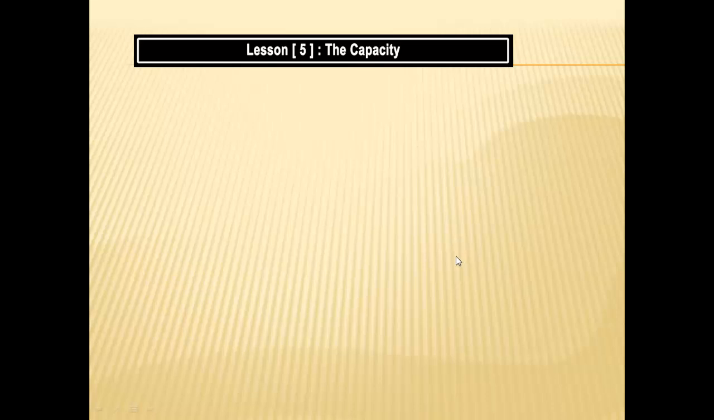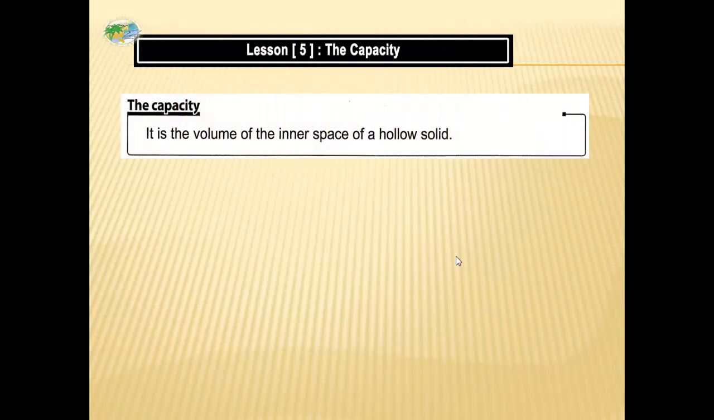Primary 6. Today we will take a new lesson in Unit 3, Lesson 5, the capacity. In our first lesson, what is the meaning of capacity? The capacity is the volume of the inner space of a hollow solid.